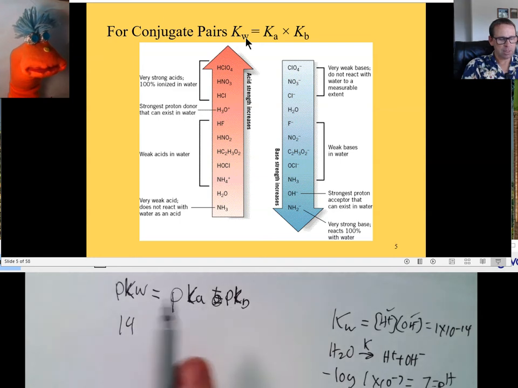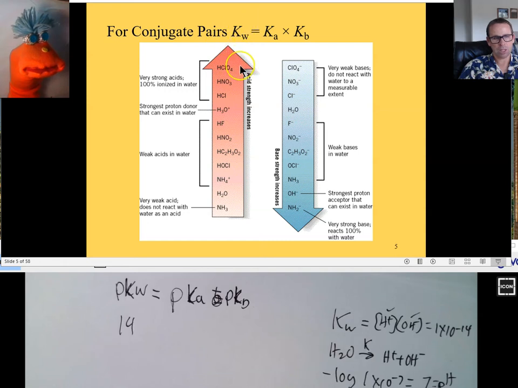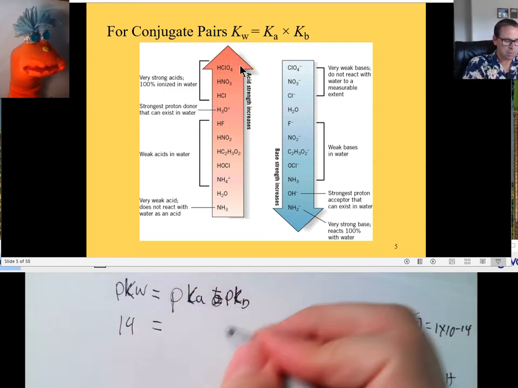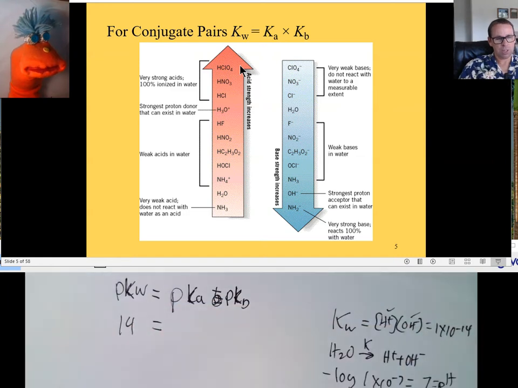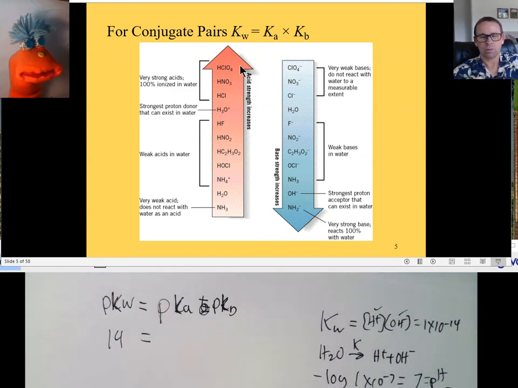pKa plus pKb also equals pKw, all right? Which, again, to get Kw equals Ka times Kb, you take the negative log of them, and then the sum of those, instead of the product here, equals the negative log of the Kw. Okay, so pKa plus pKb will equal 14. Now that is for conjugate acid-base pairs, right?